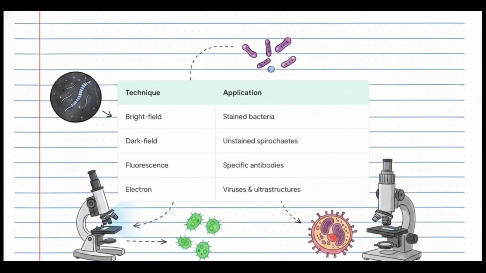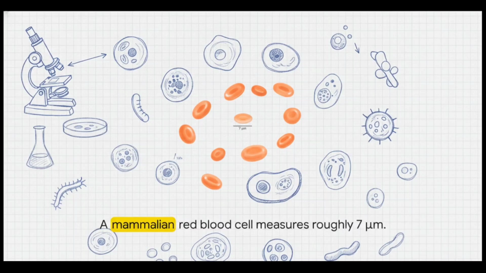And finally, Section 5, Microscopy and Scale. Specific laboratory techniques are deployed based on the exact properties of the target microorganism. Bright field microscopy is the standard for stained bacteria. Dark field microscopy scatters light to illuminate fine, unstained microorganisms, like spirochetes against a completely dark background. Fluorescence microscopy utilizes specific antibodies conjugated with fluorochromes to perfectly identify particular pathogens. For subcellular details and viruses, electron microscopy is strictly required, using electron beams rather than light to achieve staggering magnifications exceeding 100,000 times.